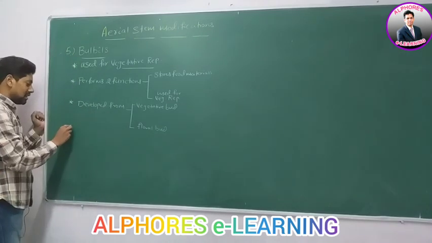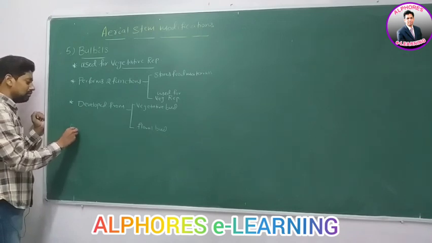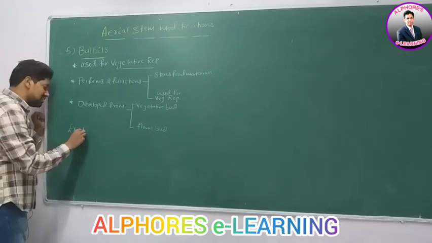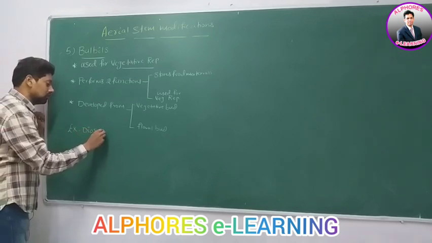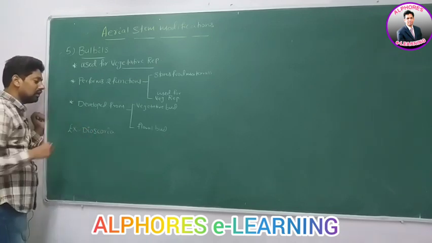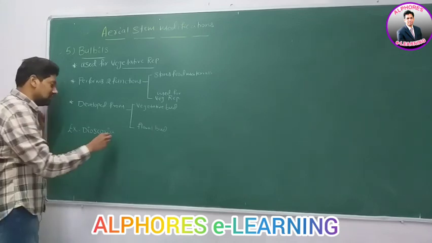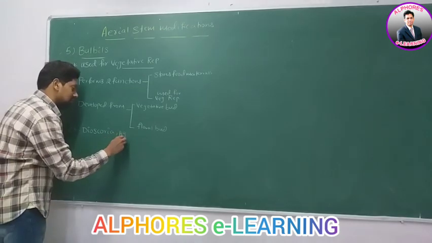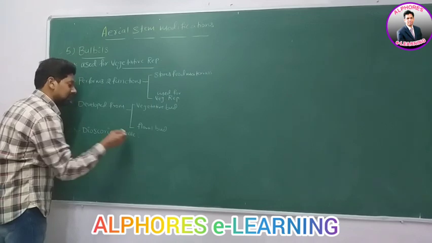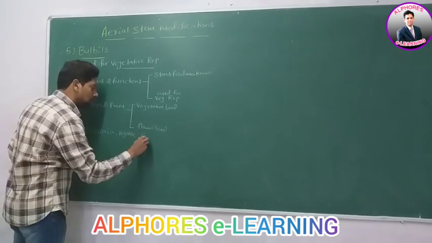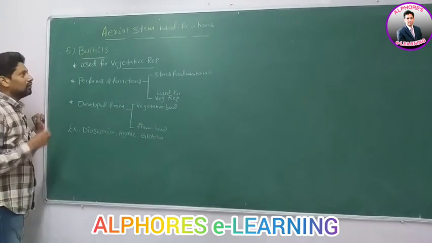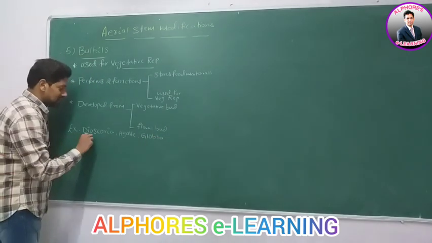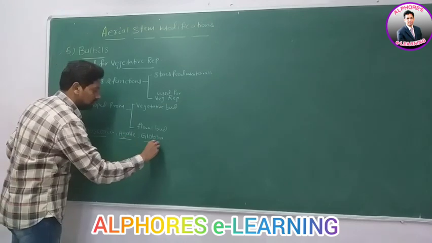Now go for examples of bulbils. First one is Dioscorea. What is the first example? Dioscorea. Second one is agave. What is the second example? Agave. And third one is globba. Therefore, bulbil examples are Dioscorea, agave and globba.